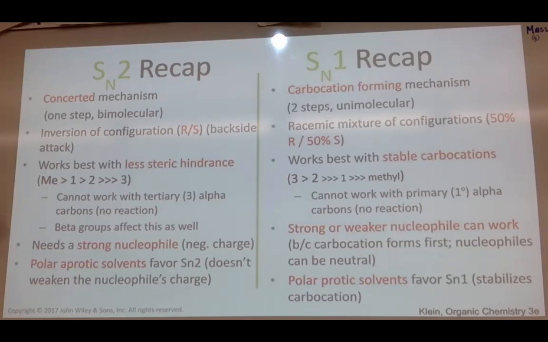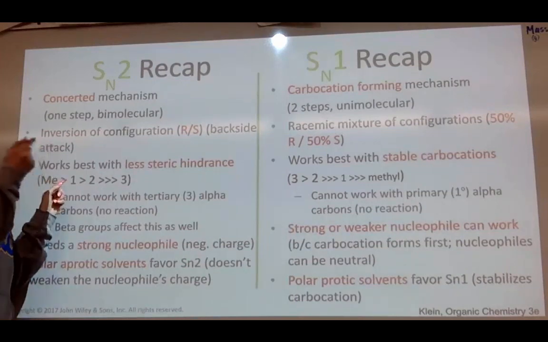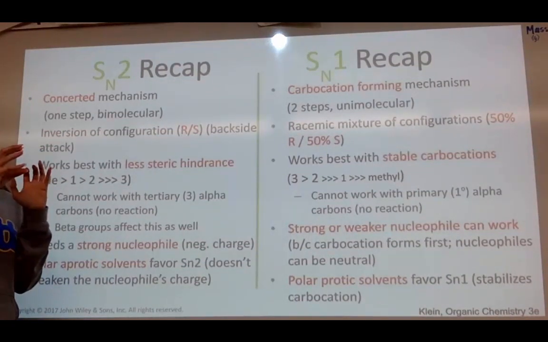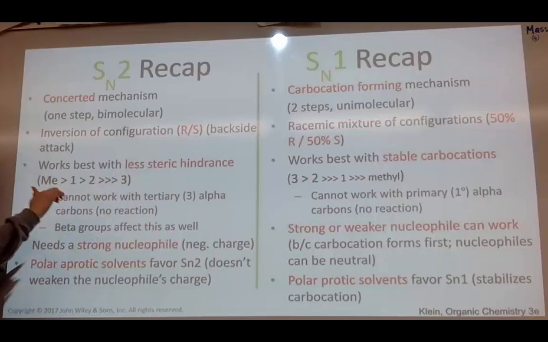It works best with the less steric hindrance. So since SN2 has to happen all at once, that means that the nucleophile has to come in and attack when everything is still connected. And so the less steric hindrance, the better. SN2 will not work with tertiary alpha carbons. So if it's a tertiary alpha carbon, SN2 cannot happen. There's too much steric hindrance on a tertiary alpha carbon for SN2 to happen.